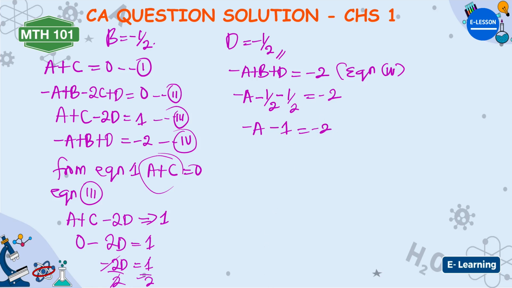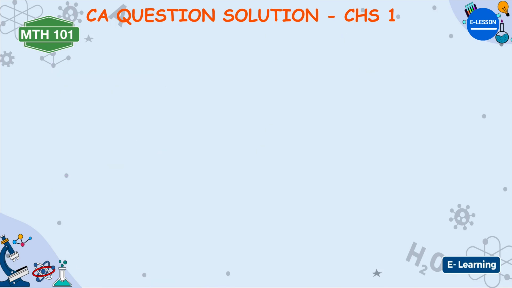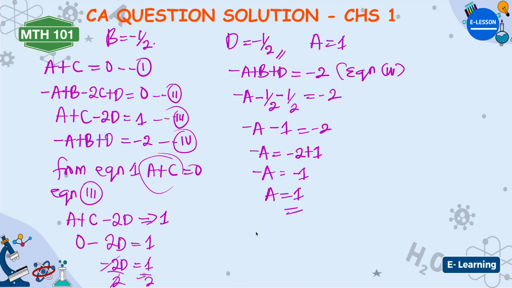Take this negative to the other side. What will it now become? Minus a will be minus 2 plus 1. So minus a will be minus 2 plus 1, which is minus 1. Cancel both sides with negative. So a is equal to 1. So my dear students, our a is equal to 1.